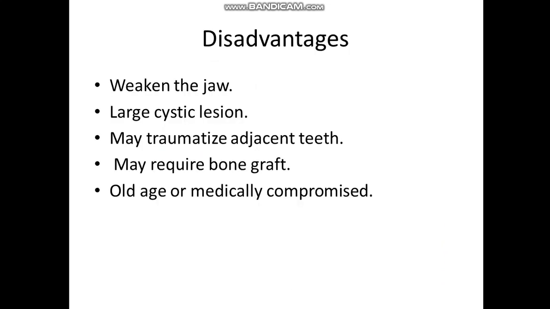The disadvantages of enucleation: if the cystic lesion is large, this may cause weakening of the jaw, or sometimes pathological fracture if subjected to any physical trauma. In case of a large cystic lesion, it is more preferable to use marsupialization. Enucleation may also traumatize adjacent teeth, because if the cystic lesion is large enough and involves the roots of adjacent teeth, this may cause trauma to them.